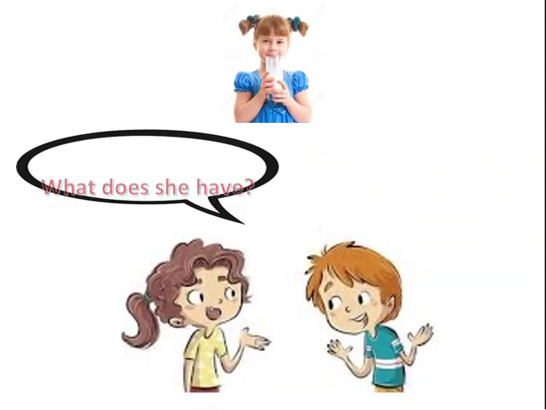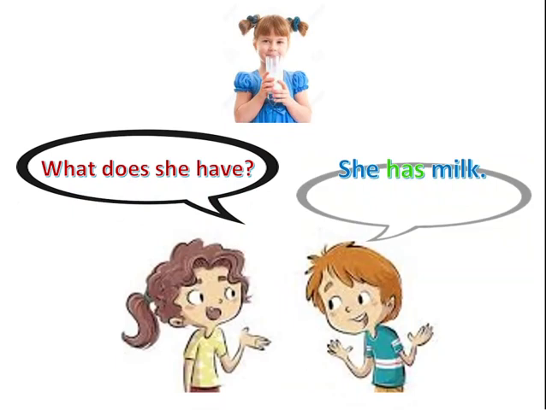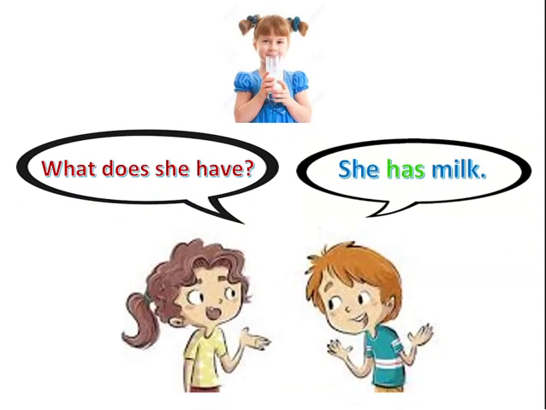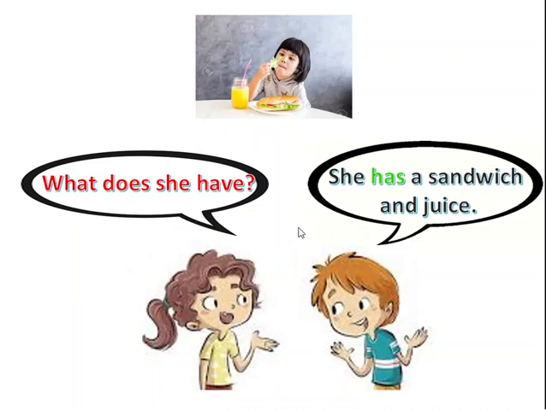What does she have? She has milk. Pay attention, when we have does in the sentence, we don't use has. We should use have. What does she have? But in the answer, we use has. She has milk. What does she have? She has a sandwich and juice.